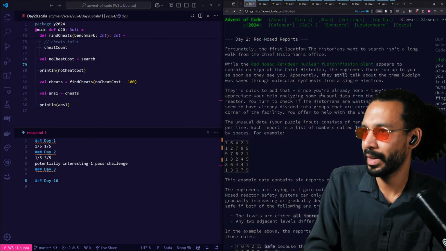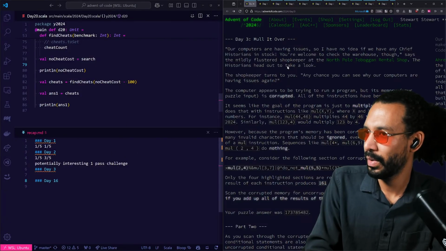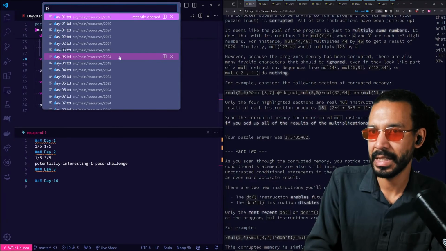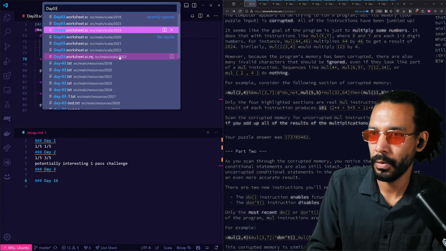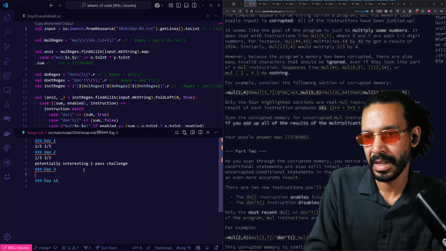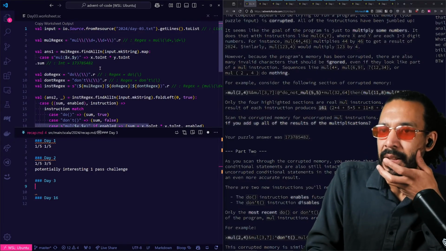Okay, let's move along here. So 20, day 3. Computers are having issues. What was this? Day 03, 2024. Oh, regex. I'm just gonna write actual notes on here.